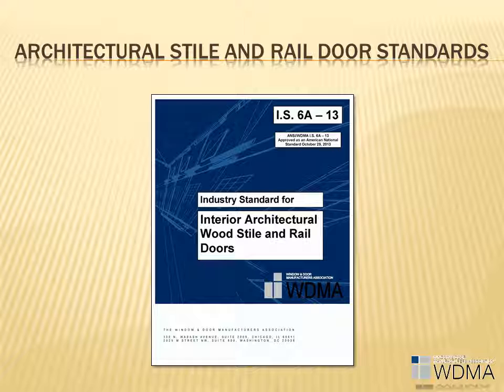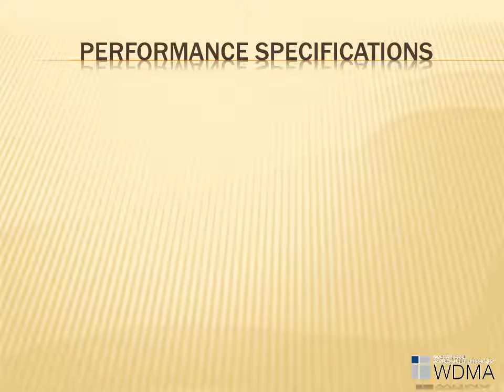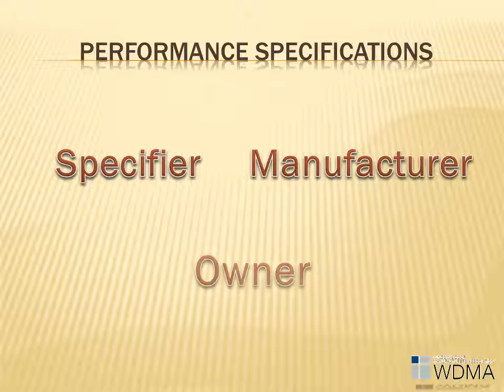A major overhaul to interior architectural door standards, ANSI WDMA I.S.6A 2013, the industry standard for interior architectural wood, stile, and rail doors, is ready, and the focus is on providing performance-driven specifications. The move towards integrating those performance standards with job specifications is WDMA's ongoing strategy. It's a win-win for the specifier and the manufacturer, but especially for the end user, who can rely on the tested architectural wood doors to serve the facility well over the long haul.